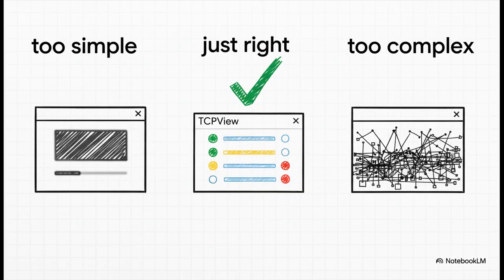It hits that Goldilocks zone. It's not too simple, and it's not too complicated. It gives you everything you need in this clean, color-coded, live updating window. New connections show up in green, ones that just closed show up in red. It makes it so easy to see, at a glance, exactly what's happening on your network.